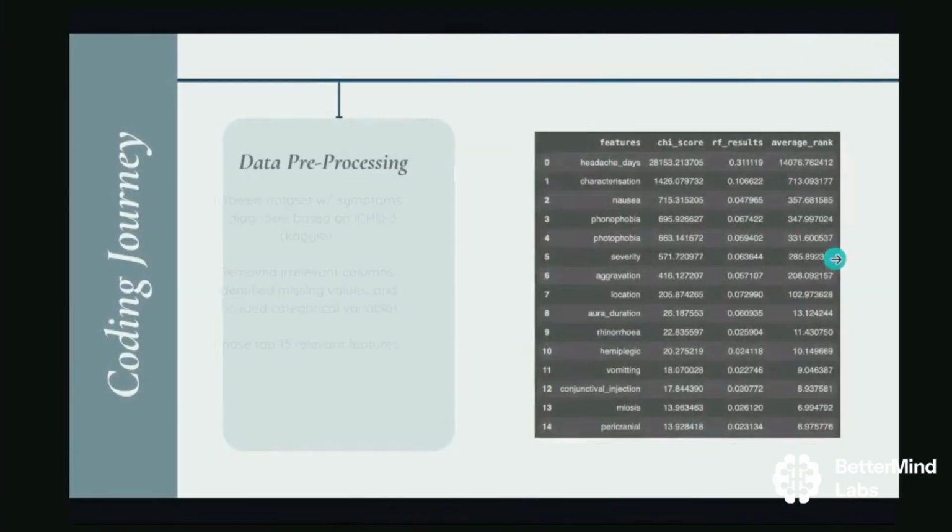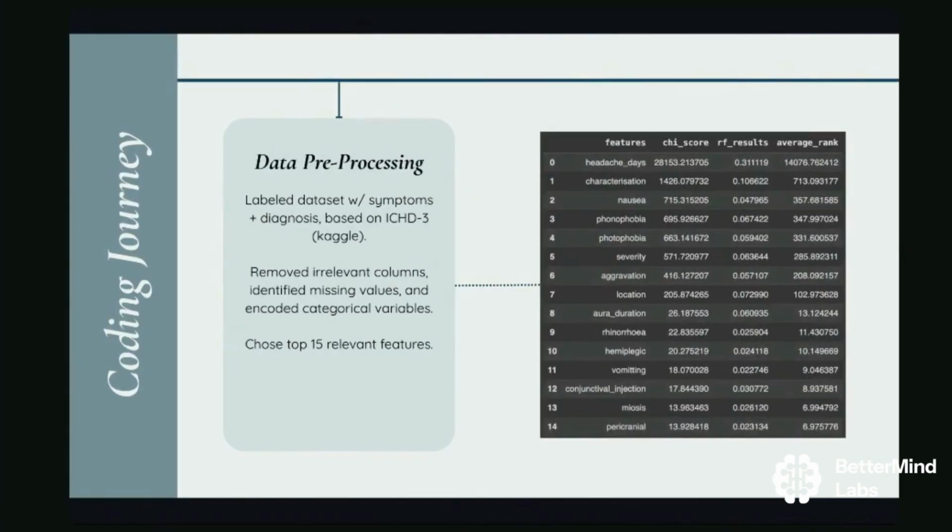Okay, going through my coding journey. I started off by finding a dataset on Kaggle that had labeled headache types with a variety of symptoms, including duration of headache and phobias, as you can see on the right over here. This data was based on the ICHD-3, or the International Classification of Headache Disorders, 3rd edition, and it was derived from a GitHub dataset that basically had these values.